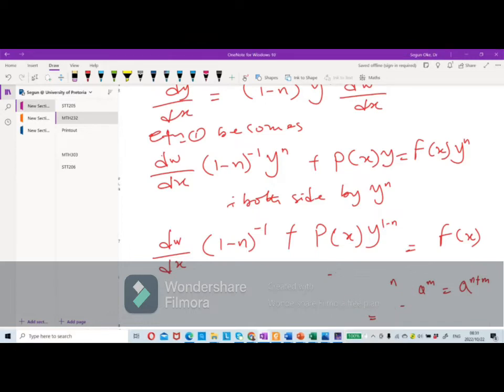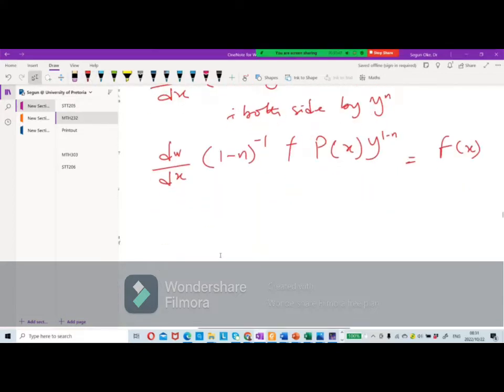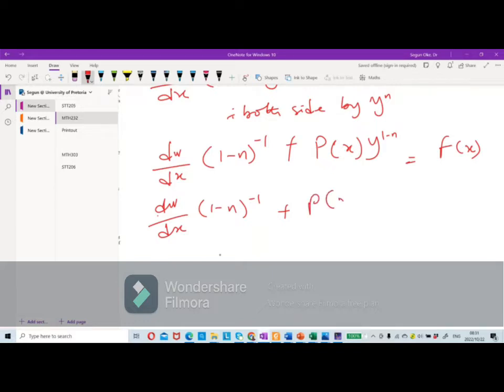So the next thing is, what is our W from above? Your W is equal to what? Y raised to the power 1 minus n. Then if I substitute W there now, you will agree with me. Yes or no? Yes, sir. Okay, we get dw/dx plus P of x W equals F of x. So how do I eliminate the 1 over 1 minus n factor on dw/dx?